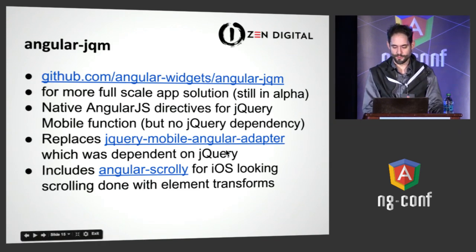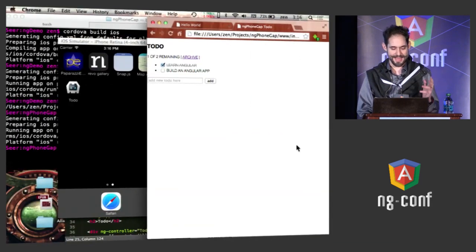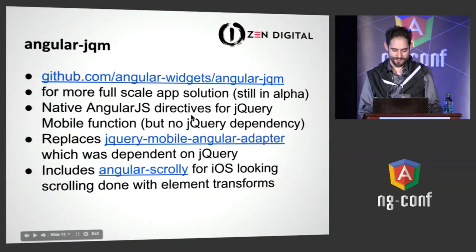There was an older project that actually wrapped jQuery Mobile. It was an Angular adapter. This is supposed to replace it. It also includes Angular Scrolly, which is an iOS-looking scroll that's done by doing element transforms. And it's very impressive. I think I do have an example of that now that people have helped me. No, maybe not. Okay, next.